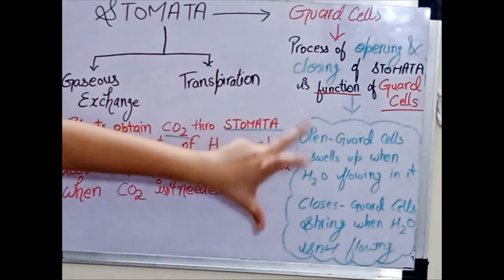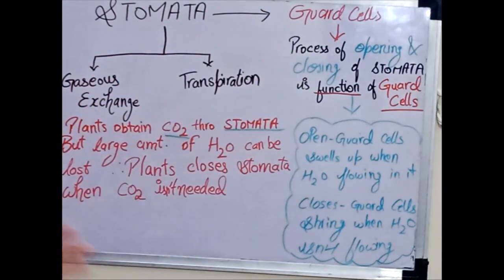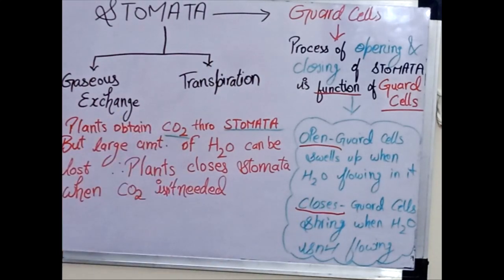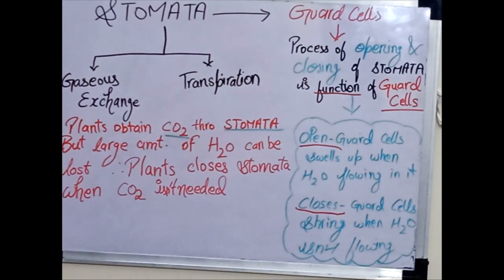Now, this cloud-shaped thing is really important to discuss here. When your guard cells open, I have given a category here. First is open, second is closes. Now guard cells know that when it needs CO2, it opens. When it doesn't need CO2, it closes. But it won't happen every time that whenever CO2 is needed, that's the only time H2O needs to be removed. There can also be a specific time when there is no requirement of CO2, but we just need to remove water.